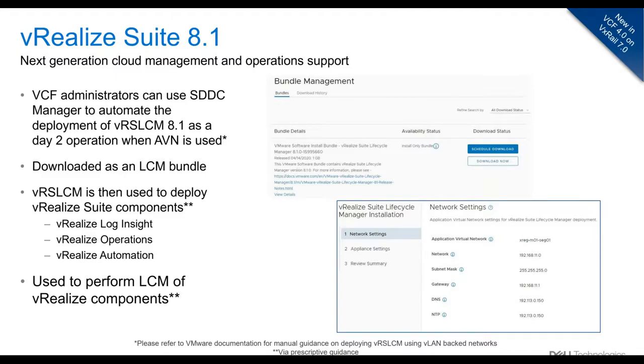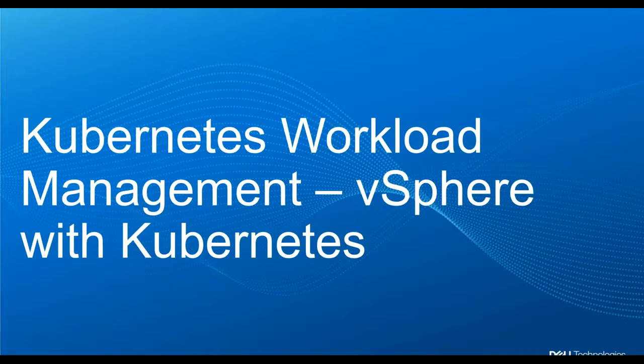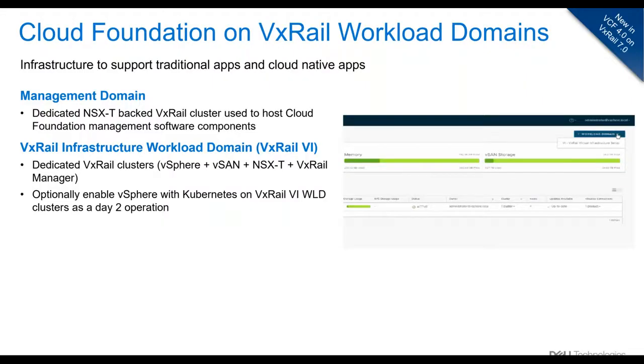Okay, let's highlight what's new in the Kubernetes workload management feature, essentially known as vSphere with Kubernetes. With Cloud Foundation 4.0, there is support for two major workload domain types. I kind of alluded to this before. The first is a special type of workload domain called the management domain. And this is a dedicated NSX-T-backed VxRail cluster that is used to host the Cloud Foundation management software components. The second is the VI workload domains that are backed by VxRail. In this case, we refer to them as VxRail infrastructure workload domains.